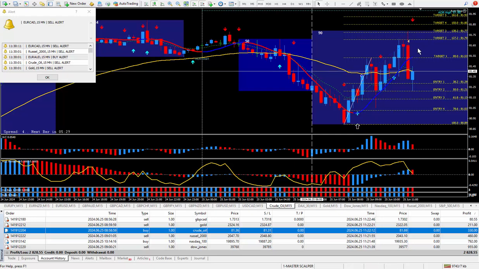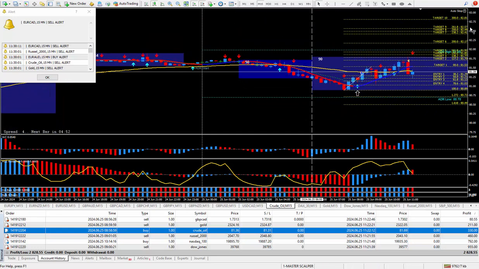The reason why this fib tool works is that millions of traders all over the world use Fibonacci. It's just another tool to assist you in trading the markets. Again, if you have any questions regarding this fib tool, just get in contact with me. And of course it does go all the way to target 10, as you can see.